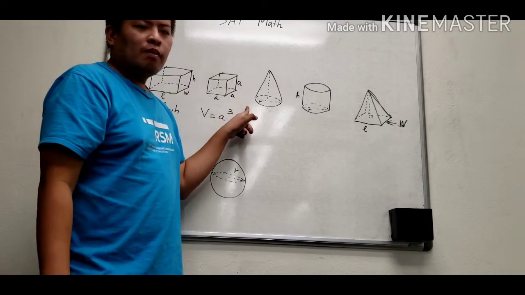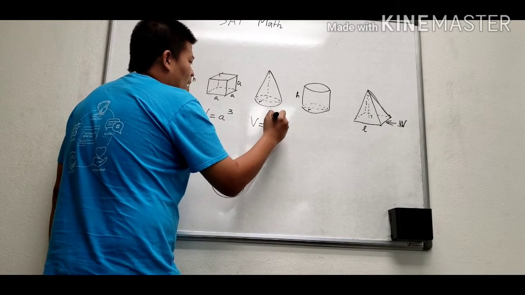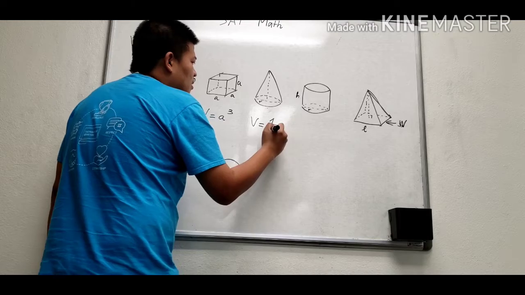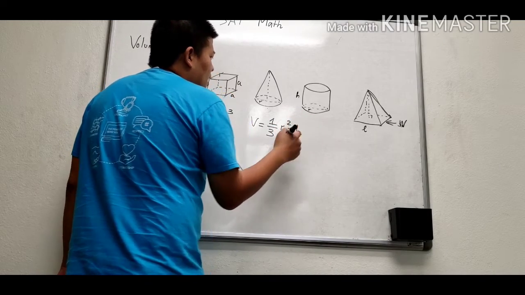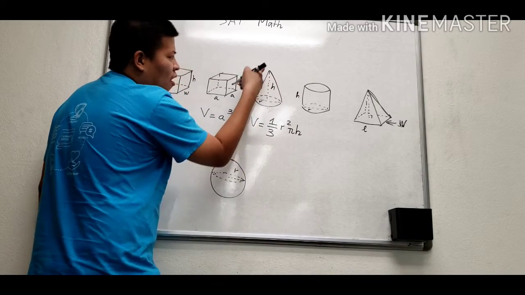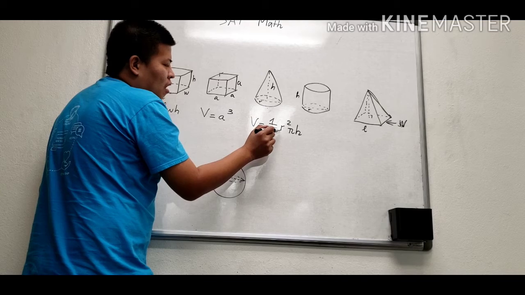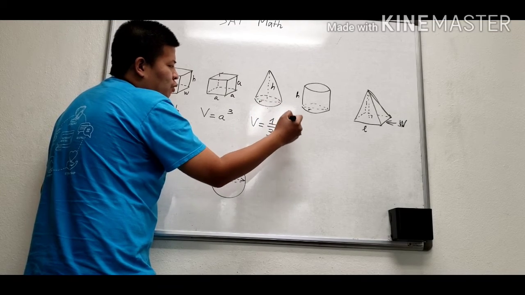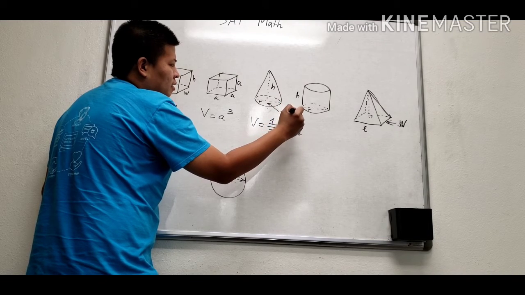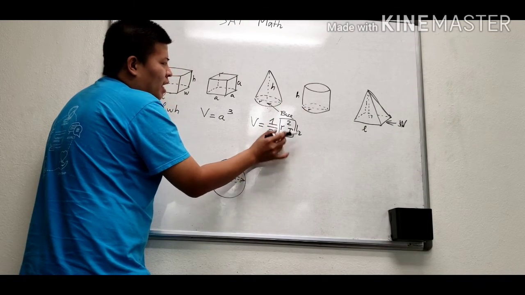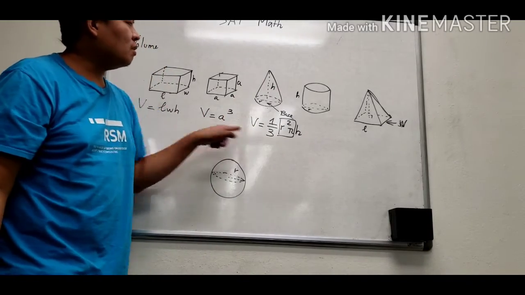The next one is the cone. To find the volume of the cone, we have 1/3 multiplied by R power 2 pi and H. H is the height of the cone. R power 2 pi is the area of the base, and H is the height of the cone. That's why we have this formula.